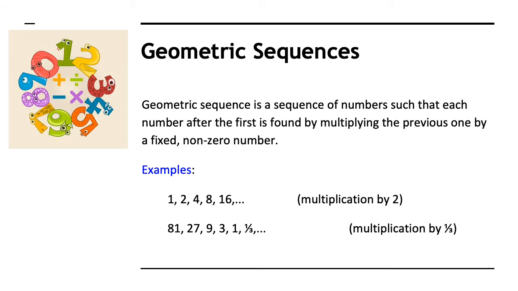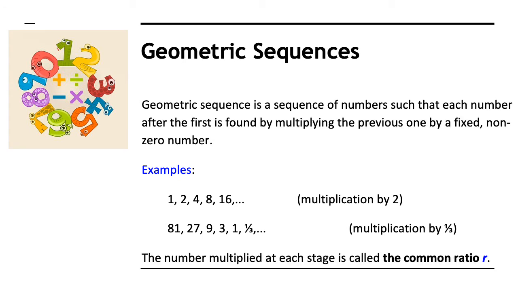A geometric sequence goes from one term to the next by always multiplying or dividing by the same value. So 1, 2, 4, 8, 16, and so on is geometric because each step multiplies by 2. And 81, 27, 9, 3, 1, 1/3, and so on is geometric because each step divides by 3.